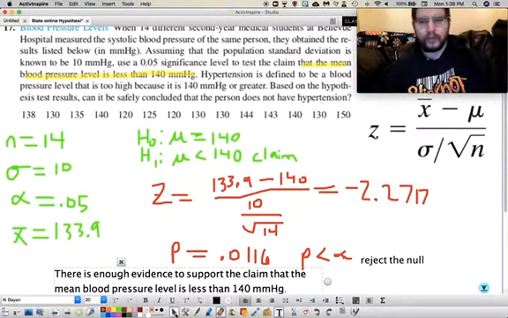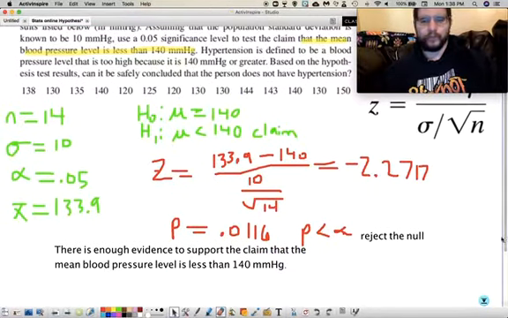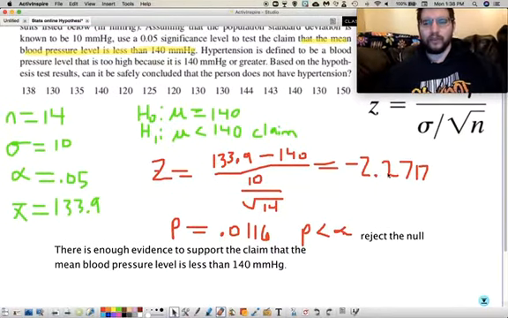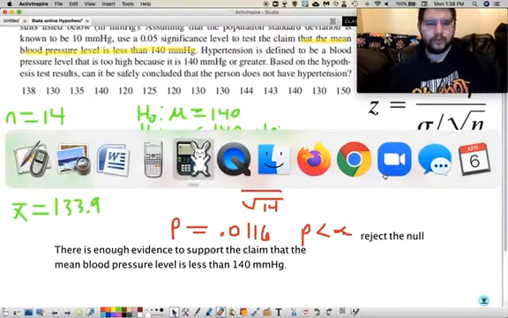Okay, that's how we do it on the Casio, with the charge, whatever. And again, you can use the normal CDF to get the p-value instead of looking it up on the chart. Now, TI users, this is for you.